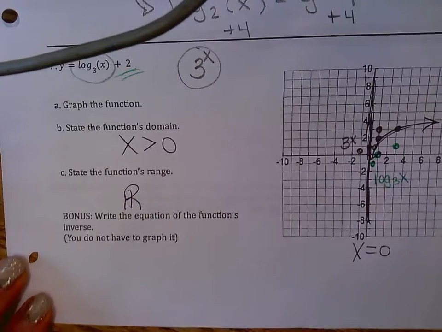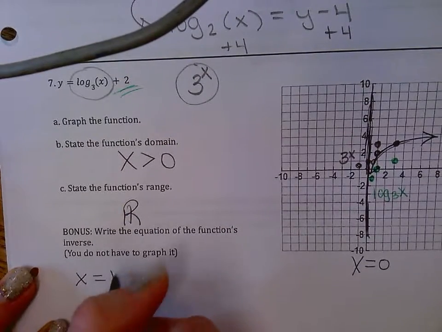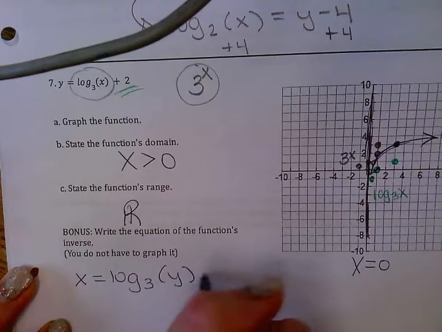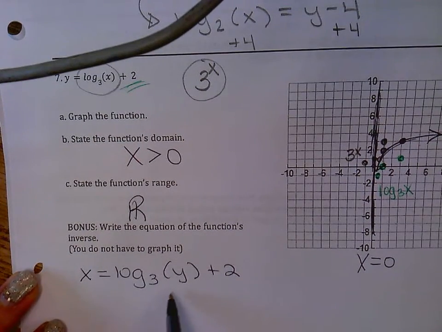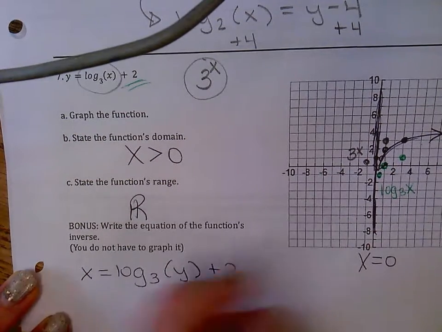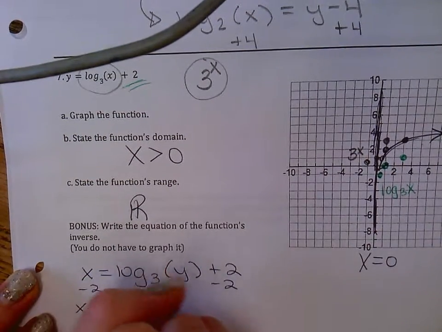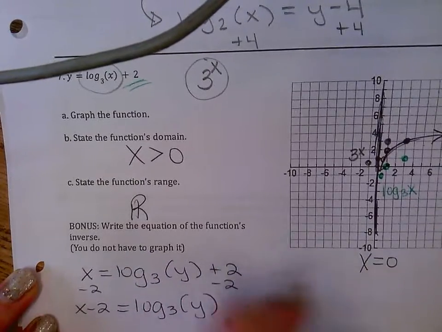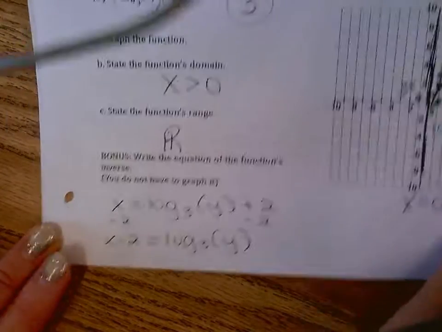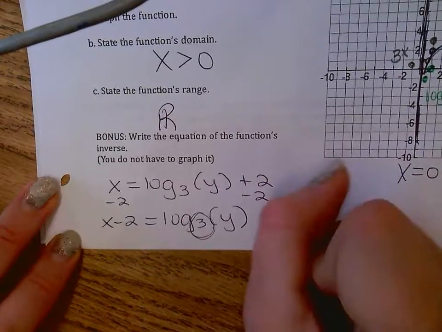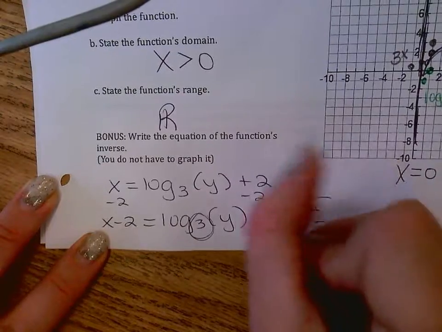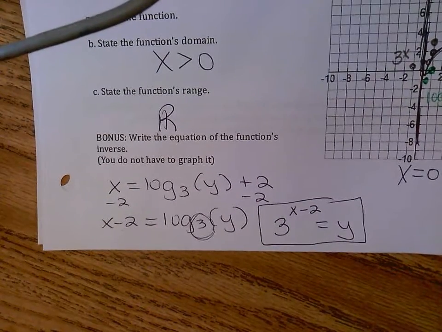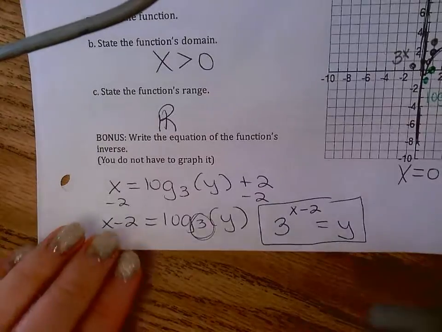All right, if you wanted to do the bonus, you would switch the x and the y in the original function up here. And now I need to switch form, but before I switch form, I should subtract this 2 to the other side. Okay, now I need to change form. So my base is going to be 3, my power is going to be x minus 2, and that's going to be equal to y. So y equals 3 to the x minus 2 would be the answer to that bonus question.